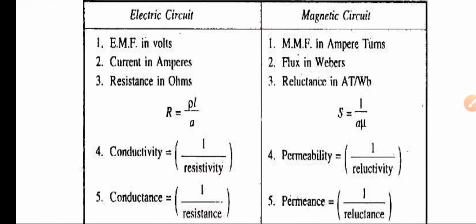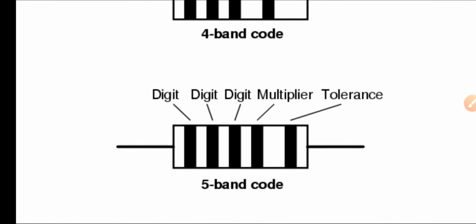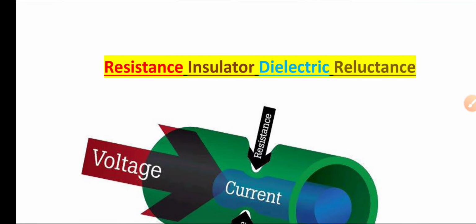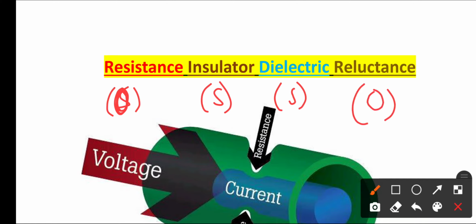Guys, I hope you got what I have said, the difference between resistance, insulator, dielectric, and reluctance. Again I am saying, resistance simply opposes the flow of current. An insulator stops the flow of current, a dielectric stores the charge, and reluctance opposes the flow of flux. It deals with the magnetic field. So guys, that was the lecture related to insulator, resistance, dielectric, and reluctance.